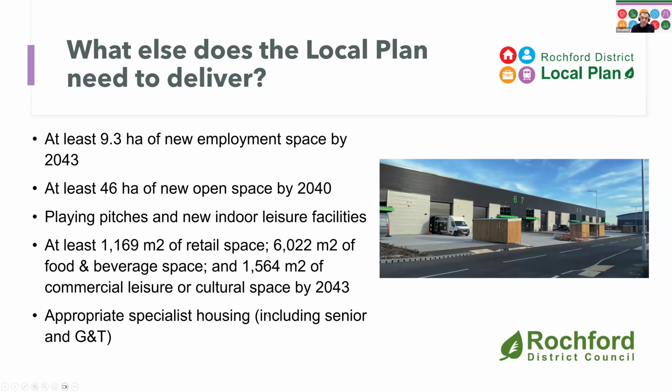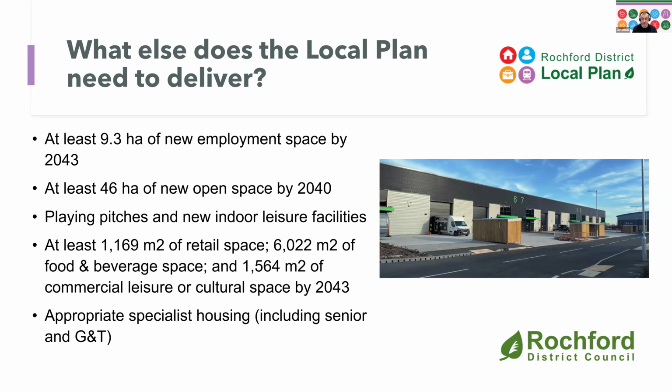So what else does the local plan need to deliver? Now, I do appreciate that the housing side does somewhat dominate the discussion, but it's not just about housing. There is also a need to understand what the employment needs are. Again, we've had evidence prepared to understand what that could look like. There's currently an identified need of just over 9 hectares of new employment land by the end of the plan period, and a need for 46 hectares of new open space by 2040. Work is ongoing in terms of playing pitch provision and new indoor leisure facilities. There'll be new retail space required, food and beverage space, commercial leisure, cultural space, etc.